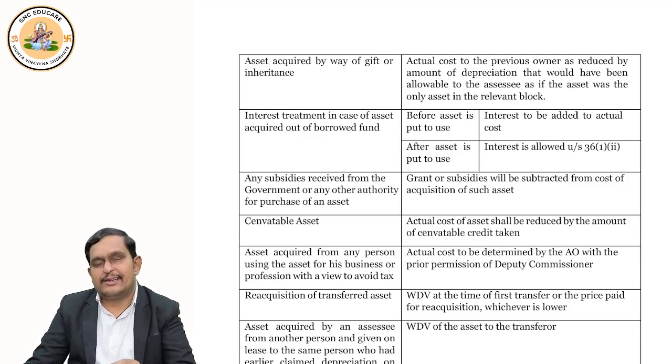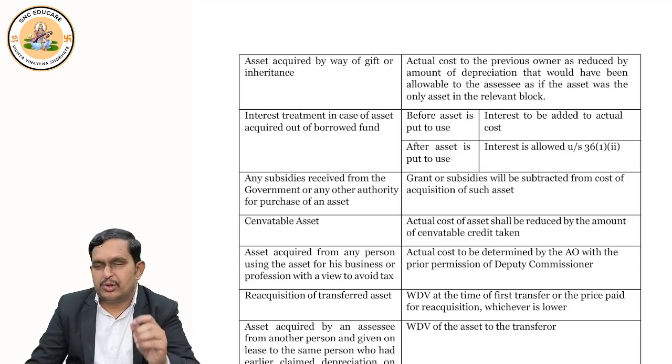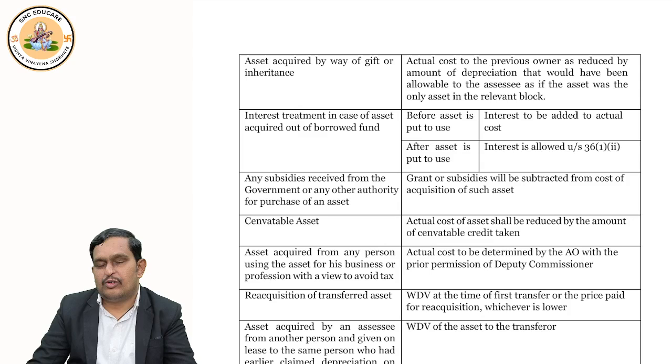After the asset is put to use, if any interest is there, that should be treated as revenue expenditure. So, any interest paid on the loan taken to purchase the asset should be divided based on the period up to the date of putting the asset to use and after it. If it is up to the date of putting the asset to use, we have to add it to the cost of the asset. And interest after the date of putting the asset to use should be treated as revenue expenditure.